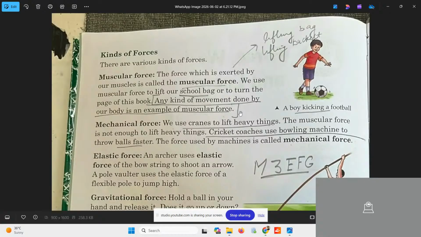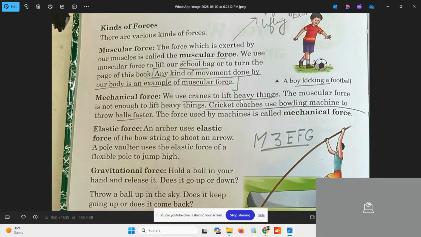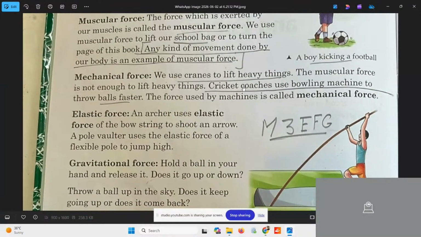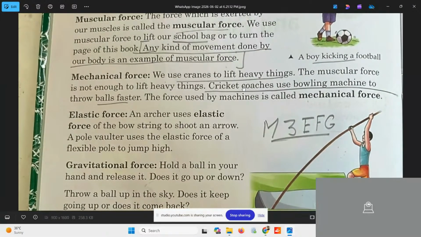Got it? This is very easy. Okay. Any questions so far? No problem. The second type of force is called mechanical force. As the name suggests, the better word here is machine. Simple machine, complex machine, doesn't matter. It should be a machine.